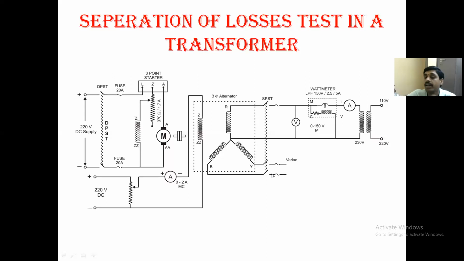Why is this setup required? By varying the speed of the motor, the frequency of the output voltage of the generator can be varied. The main idea is the transformer should be supplied with variable frequency. Because if you want to separate the losses, the frequency is the main component, so you should have different frequencies to conduct the test. That's why, to give the variable frequency input, you are connecting a generator here. If you vary the speed, then the frequency of the output of the generator varies. So that is required for this.